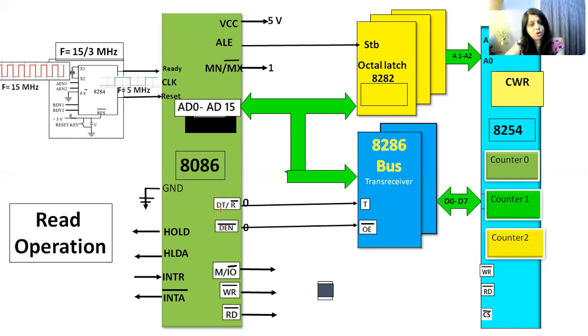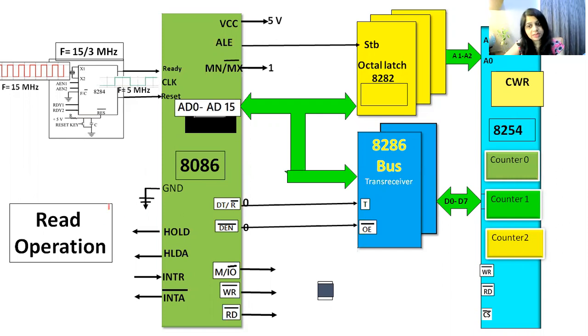When 8086 wants to write into the 8254, that means suppose 8086 wants to write a control word in the control word register, or 8086 wants to write a count into the counter, at that time 8086 should transfer logic 1 on this pin. But when 8086 wants to read the count from the counter, then it is a receive operation, and at that time it should be at logic 0.